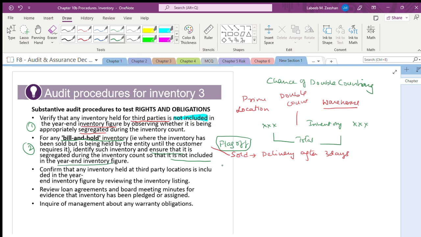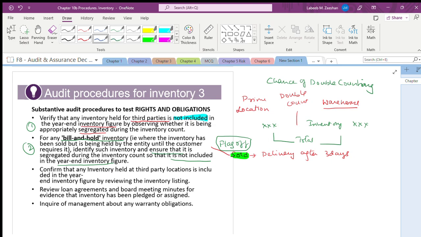It has to be treated as what? It has to be treated as sold. Very simple. Common sense questions. That's what it says. In scenario questions, you can score more marks. Now, how will it be reflected?